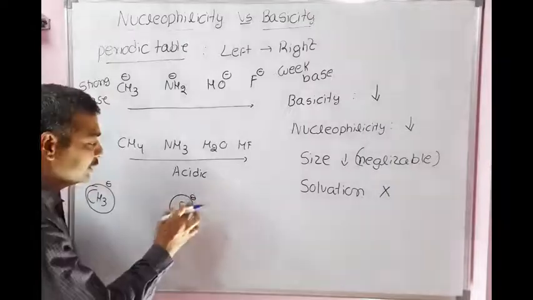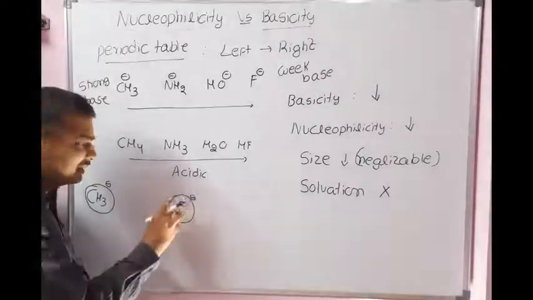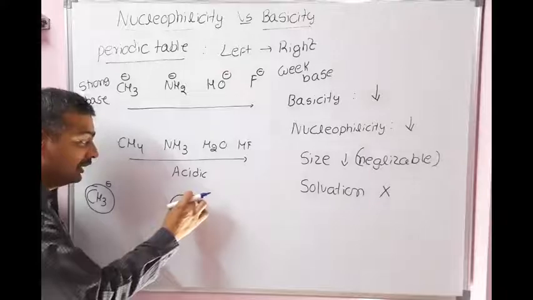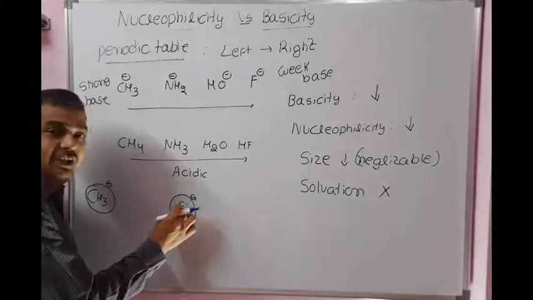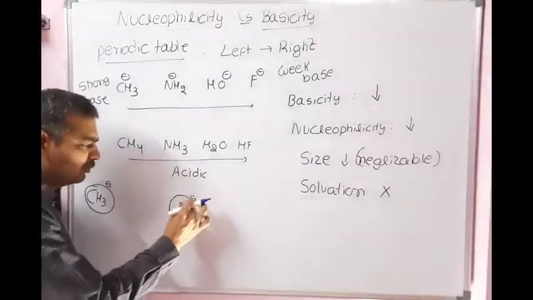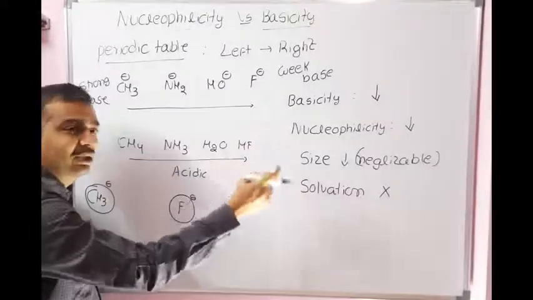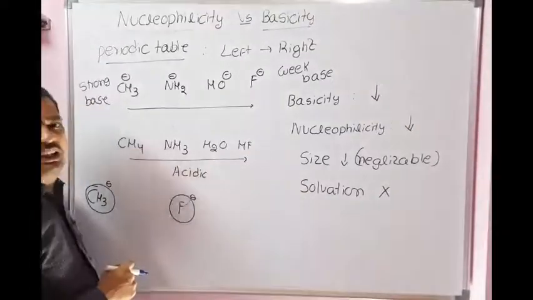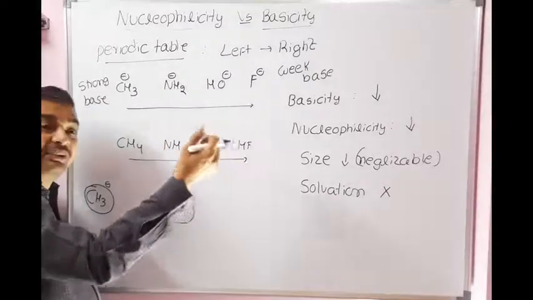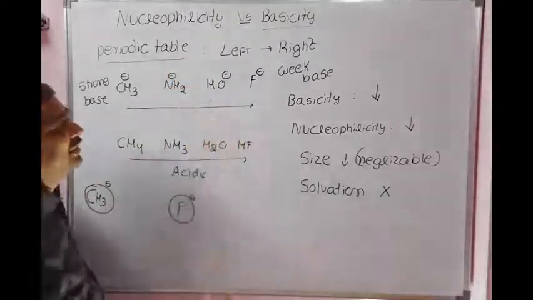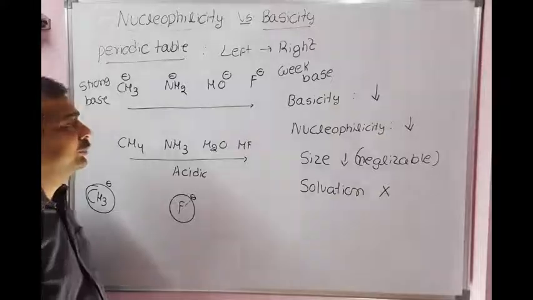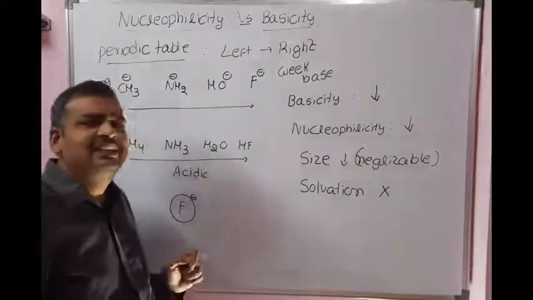Whereas fluorine has a small size and is a more electronegative atom, so the negative charge is bound to the nucleus. As a result, there is a strong force of attraction between the negative charge and the nucleus. It is not ready to attack an electron deficient atom and it is not ready to abstract a proton. That's why it is less basic, and less nucleophilic. Next, across the period, the change in size is negligible.